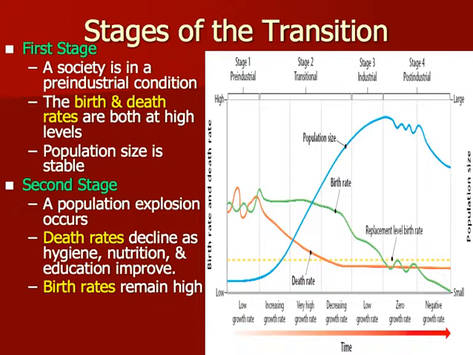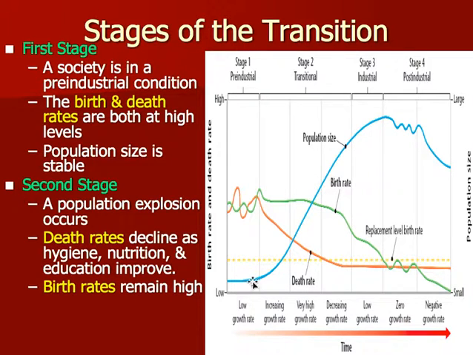So in this first stage, the population size is stable because even though they're having a lot more babies, they're also having a much higher death rate. So in the second stage, the birth and death rate is not so stable. So that replacement level is, the exponential growth past the replacement level is much higher.